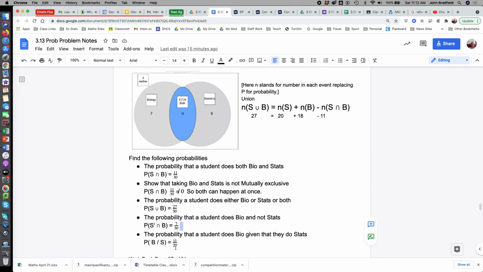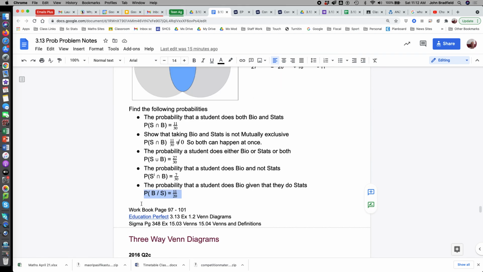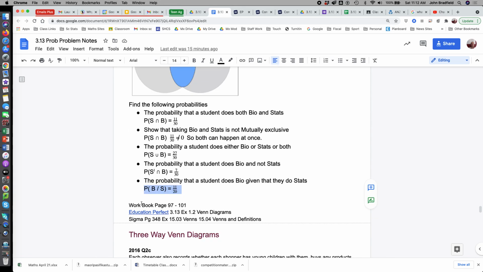And then the final one, a bit of a conditional job. What's the probability that they do bio given that they do stats? Now the good thing about given, or conditional, is that given that they do stats, it's just this circle, please excuse my graphics. There's 20 students in total, so the 20 goes immediately to the bottom line. Out of those 20, how many do bio? The 11 in the middle. Okay, so that's 2 by 2 Venn diagrams, and we'll look at the 3-way ones in the next clip.